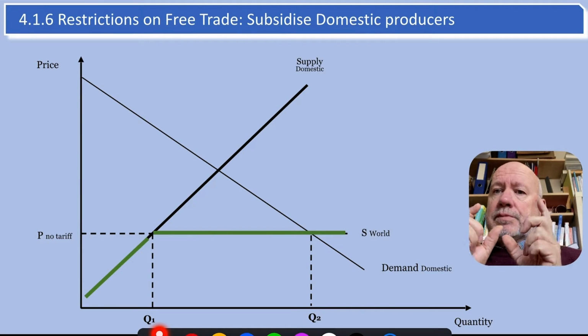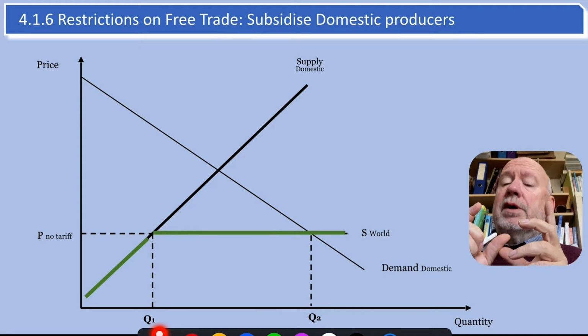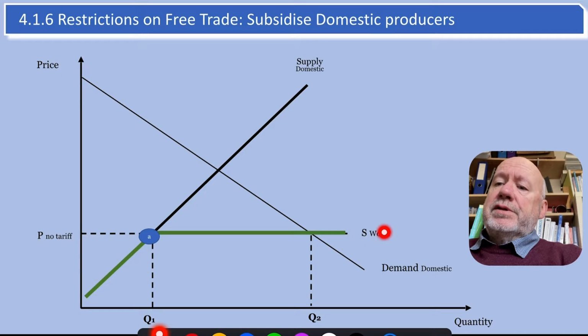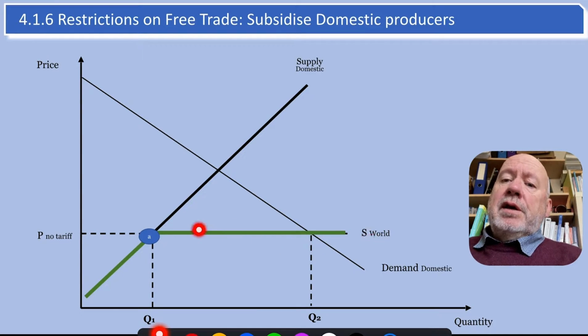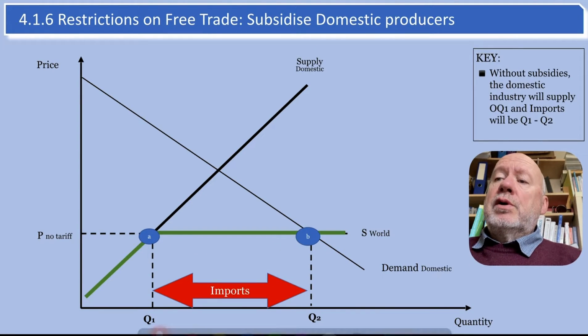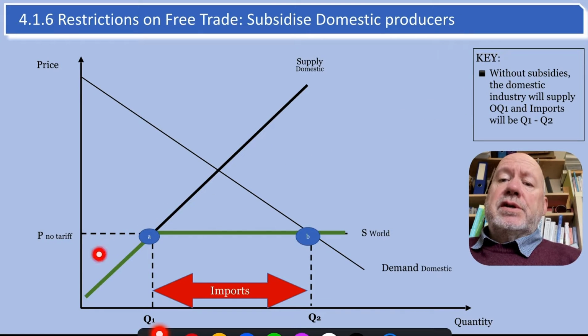Okay, and there are two really big points that you've got to bring out when you do that. All right, so let's have a look at what happens. Well, without any protectionism and without any subsidy, this is your world price, and so you remember that the firms in the domestic industry will supply OQ1. The demand is at B, and so the imports are the distance between those, and so without any subsidies, domestic industry supplies this amount. All of this lot get imported because the demand is up at Q2.